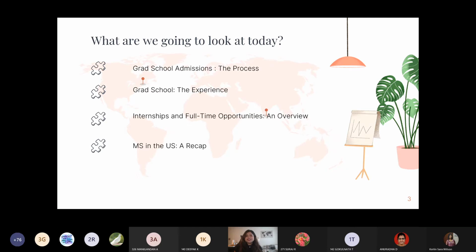For graduate school admissions, we're going to look at how the process looks. What are the things that you need to get ready? How can you prep yourself? And then we have the grad school experience. What can you expect to experience here? How is it going to be different from what you study in India? How can you prep yourself better to excel in whatever you do?